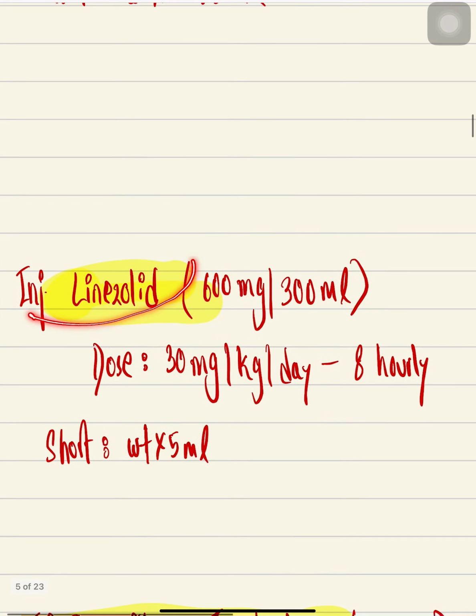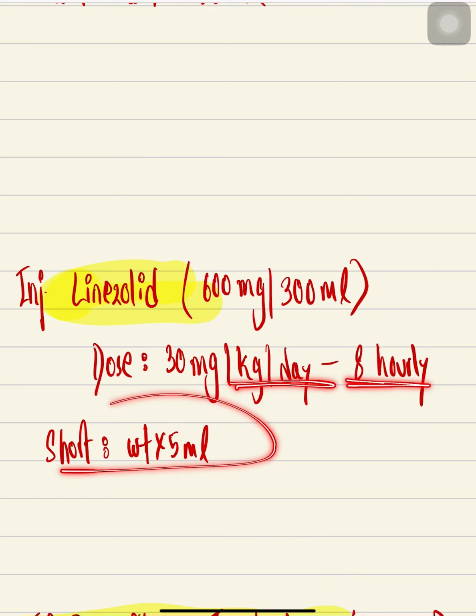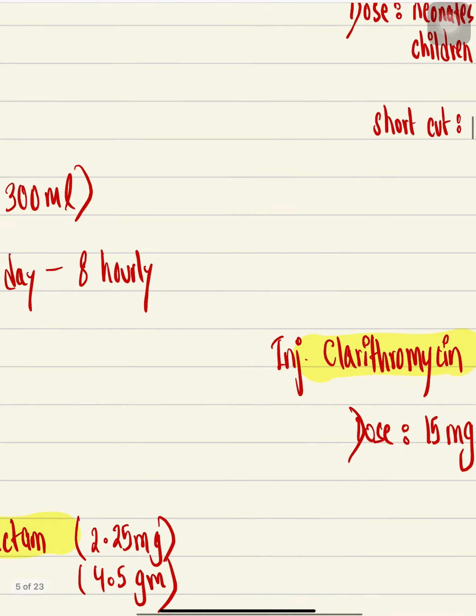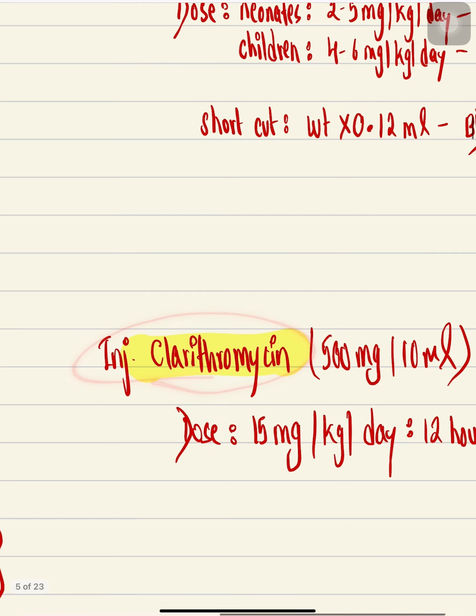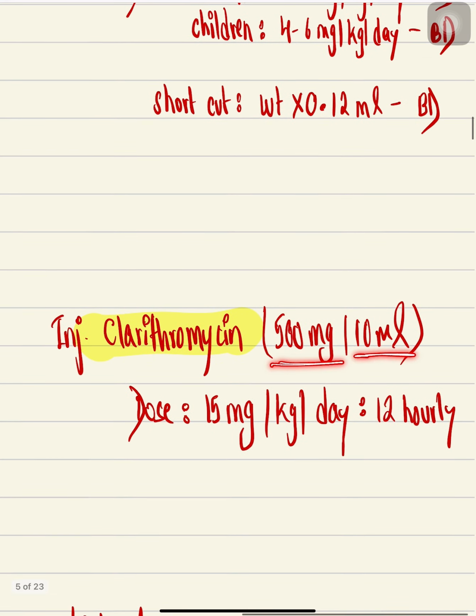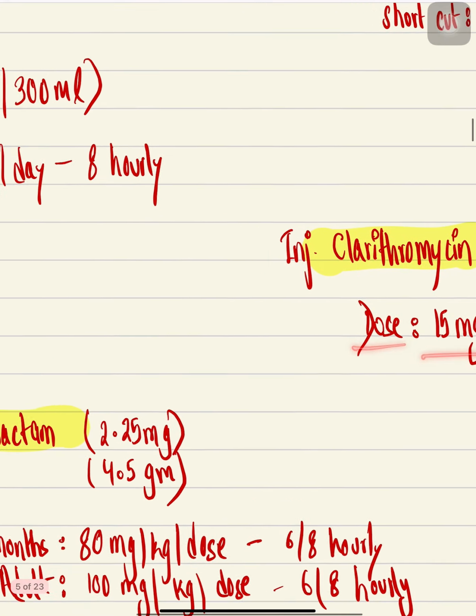The next is injection linezolid 600 mg over 300 ml. The dose for this is 30 mg per kg per day, 8 hourly. Shortcut is weight into 5. We have injection clarithromycin 500 mg over 10 ml. The dose is 15 mg per kg per day, 12 hourly.